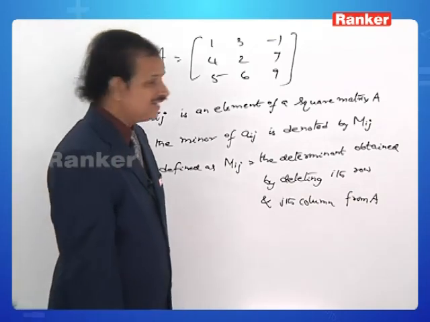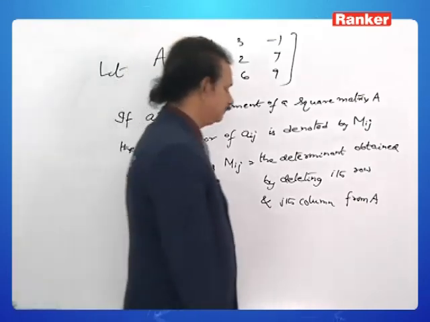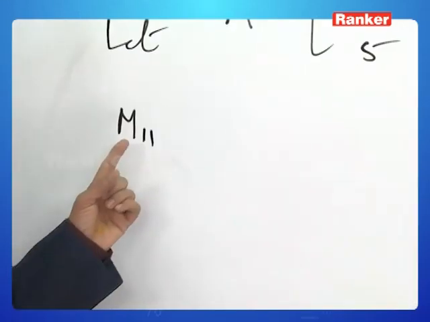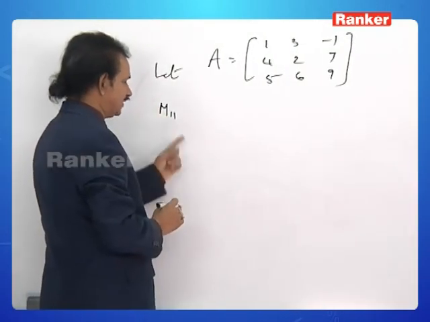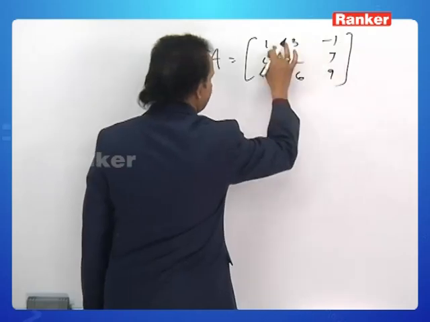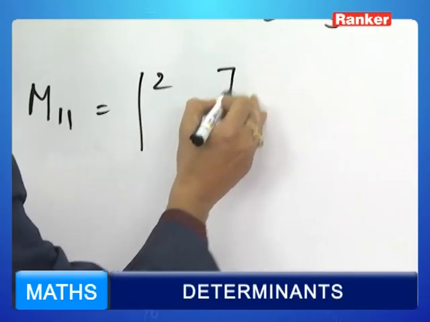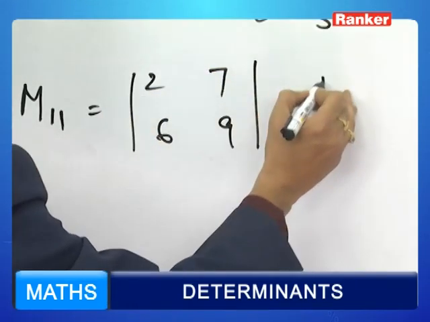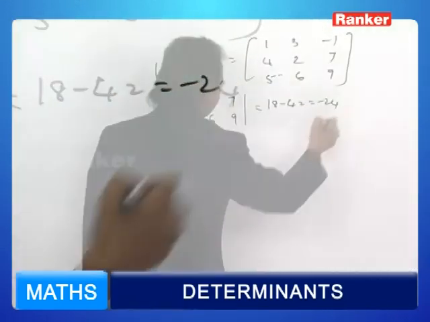Okay, let us calculate the minors so that it will be understood very clearly. Well, what is M11? What do you mean by 1, 1? Minor of the element present in first row and first column. You delete them. What is going to remain? 2, 7, 6, 9. What is the determinant? 18 minus 42 is equal to minus 24.